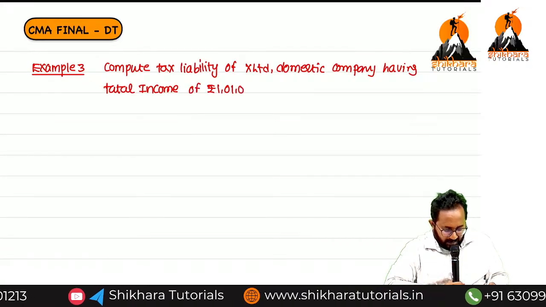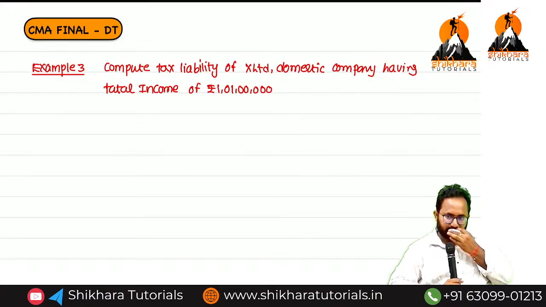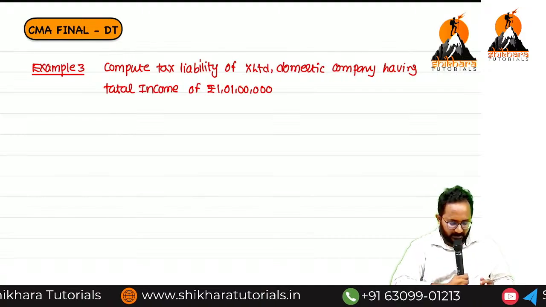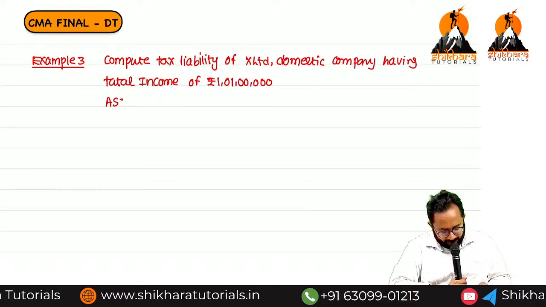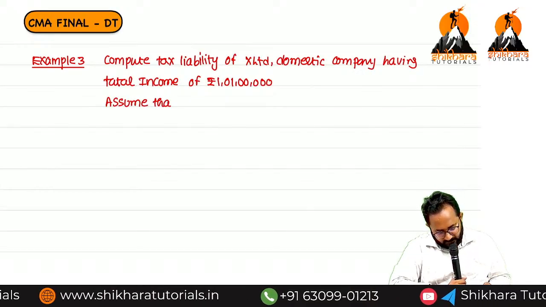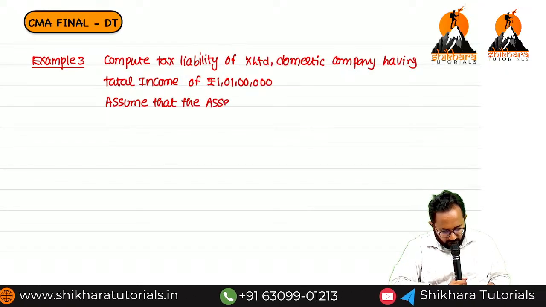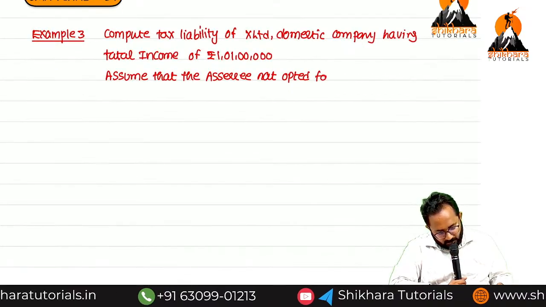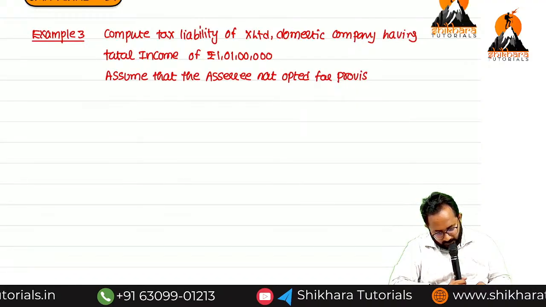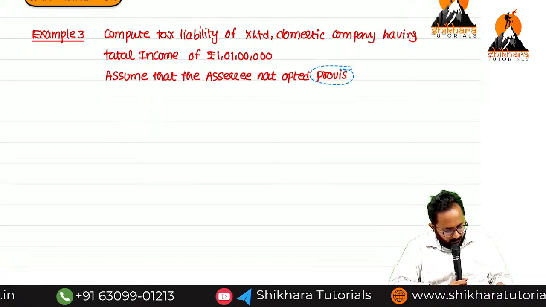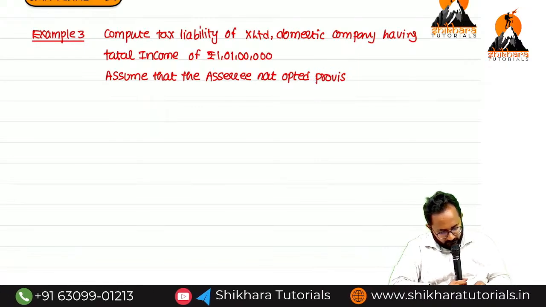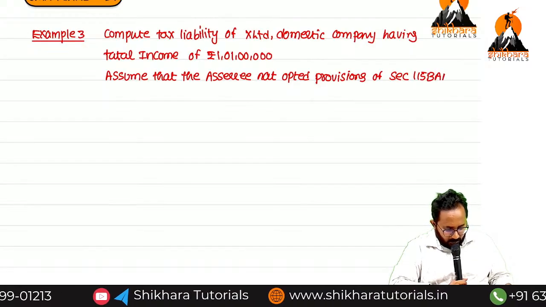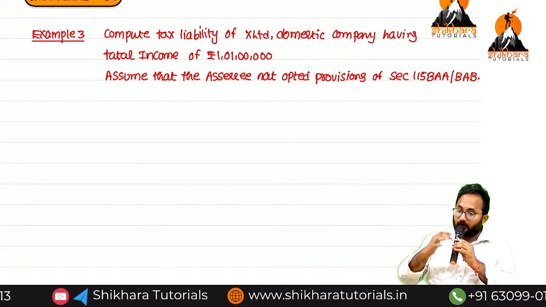rupees 1 crore 1 lakh. How to write 1 crore 1 lakh? Clear? Assume that the company has not opted for provisions of section 115BAA or BAB. Means they are following what? Normal.